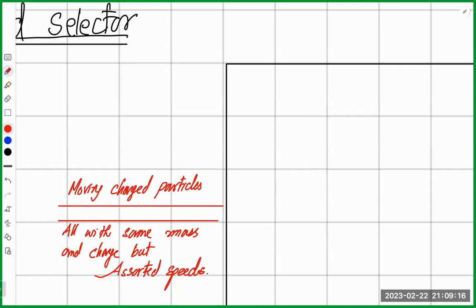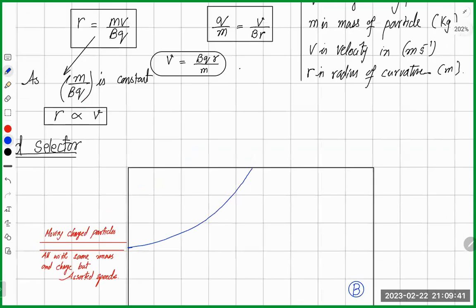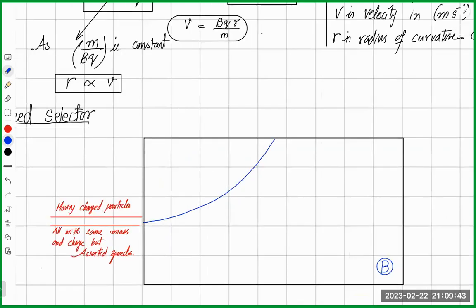So what happens is when charged particles, there is a magnetic field here. This is a magnetic field. It doesn't matter whether it is in or out right now. Sir, could you go back? Could you go a little left for a second? Is that okay? Yeah, okay, thank you.